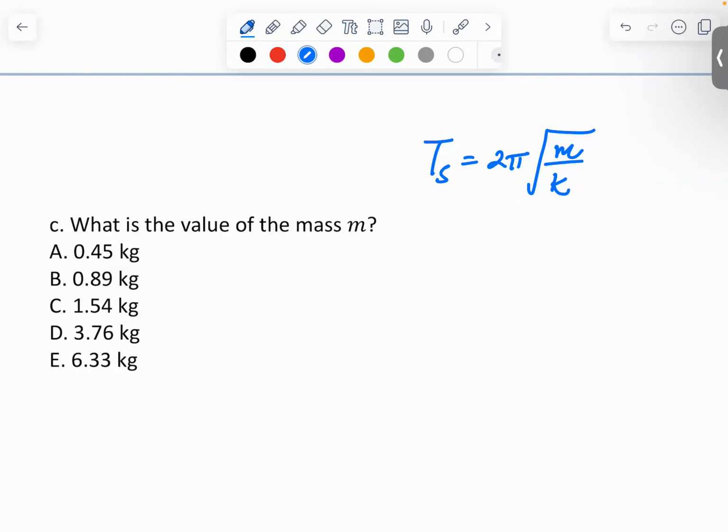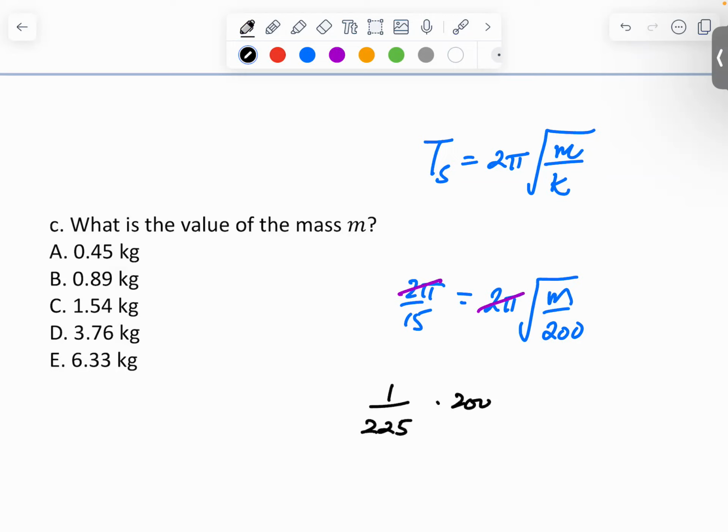So the period is 2 pi over 15. We kept 2 pi on the other side as well, so we can simply cross those out. Again, the spring constant is given to us by the question. So we simply square both sides. After we square both sides, we have 1 over 225 times 200. That's basically your M.